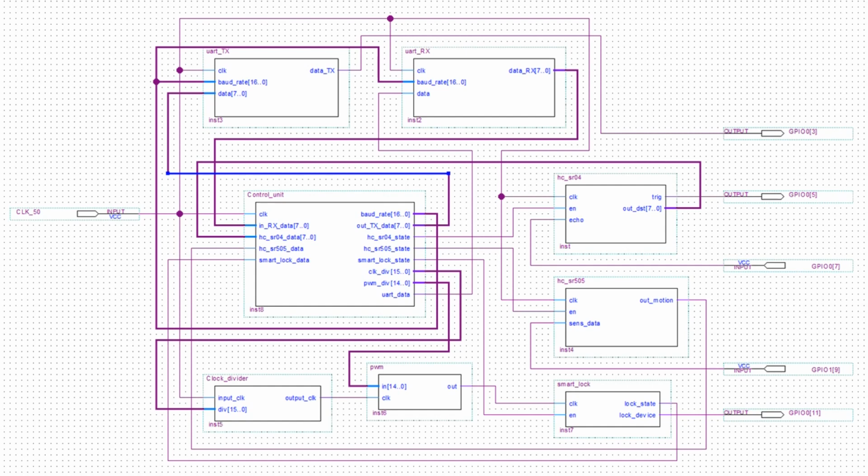To communicate with the DE10 Nano server, a UART connection module was implemented, consisting of an RX module for receiving data by the FPGA card and a TX module for transmitting data. The baud rate can be set to the following values: 9600, 19200, 38400, 57600, 115200 baud. The SR505 motion sensor, when motion is detected, returns a 5 volts digital signal, so a logic level converter from 5 volts to 3.3 volts was used to connect it to the DE10 Nano.